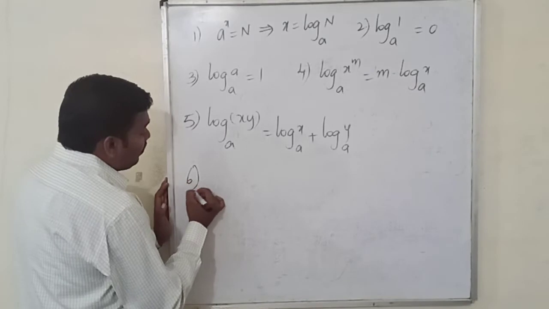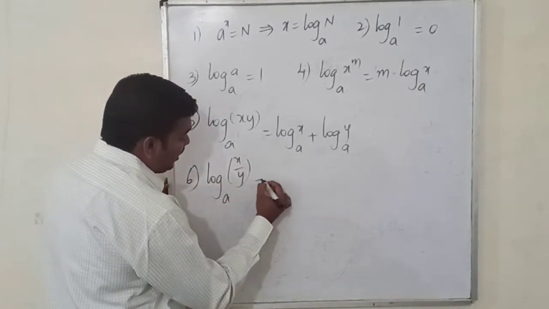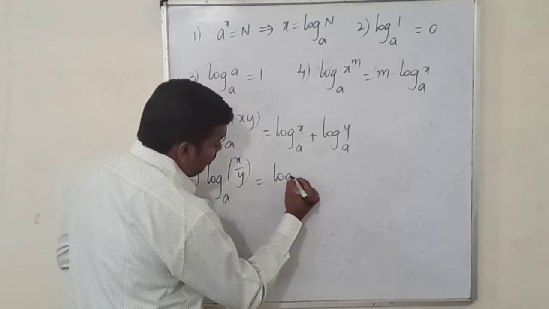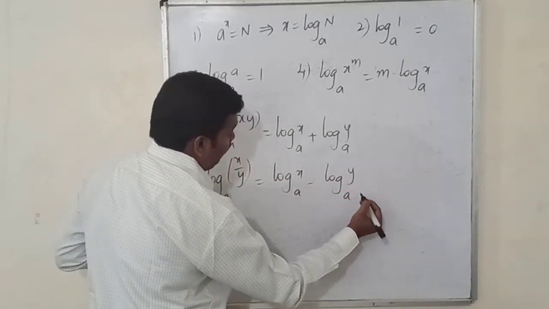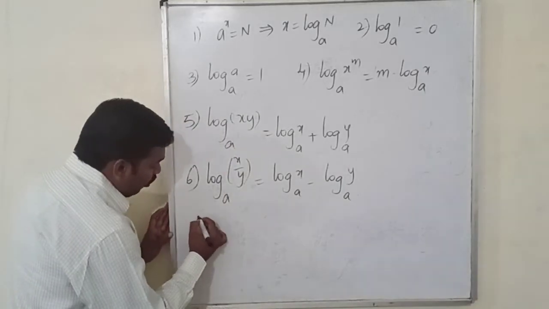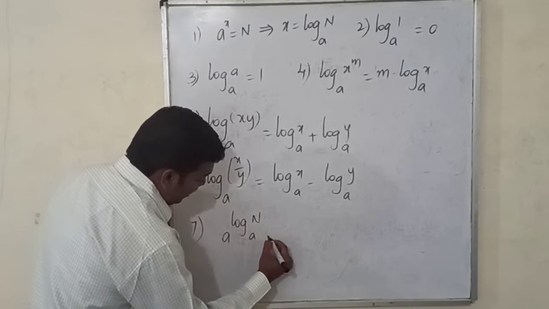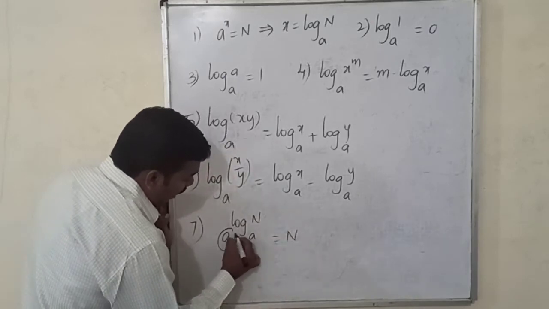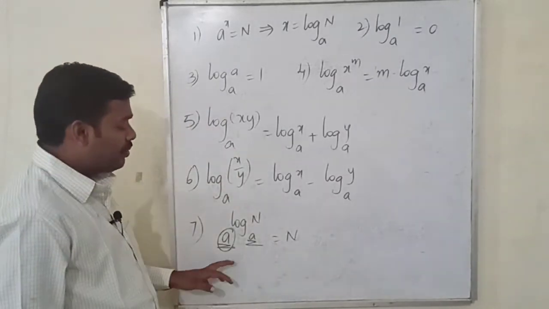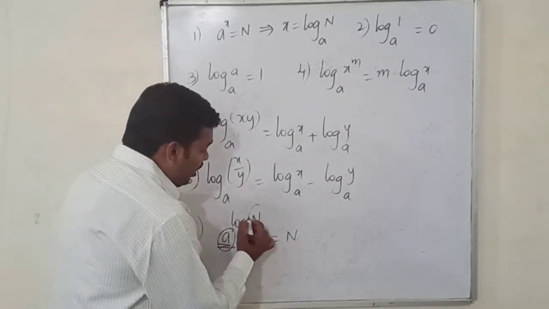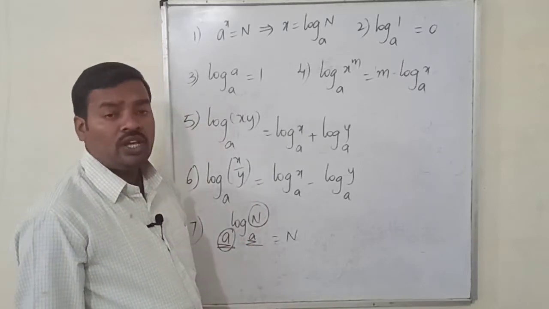Next we have log x by y to the base a, that will be log x to the base a minus log y to the base a. The last formula is a power log n to the base a is equal to n. If you have the base of the power and the base of the logarithm the same, that is a and a, then n is your answer. A power log n to the base a is equal to n.